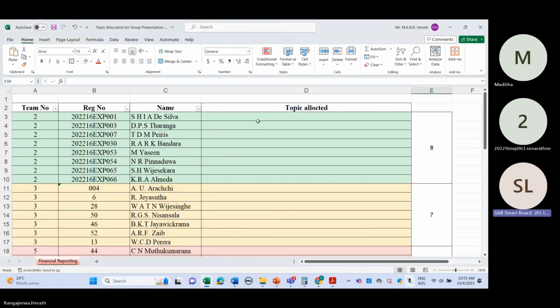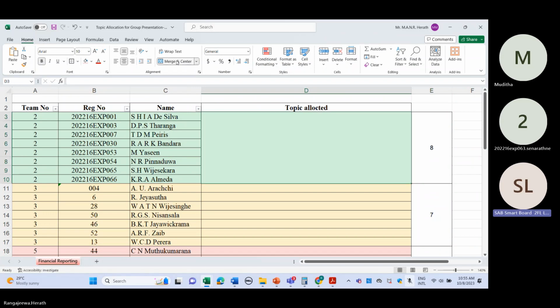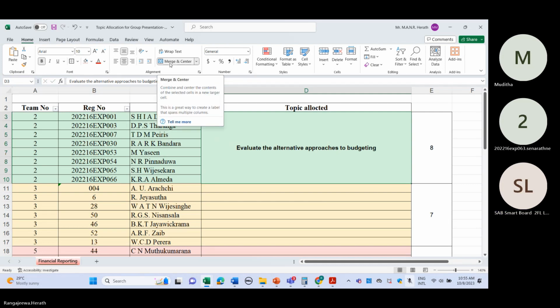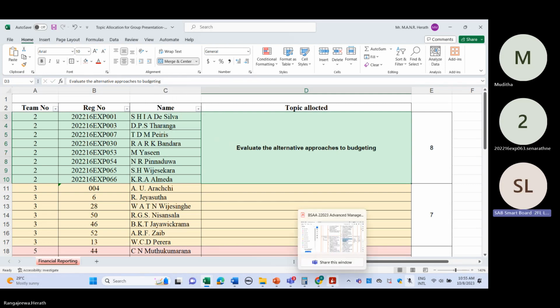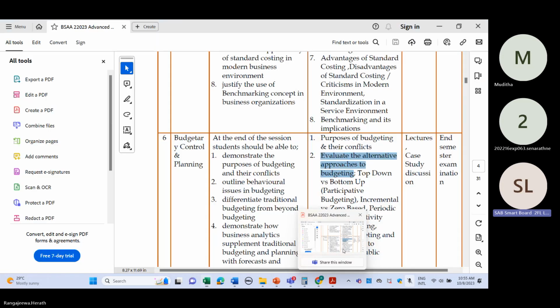So this first group, you are allocated this topic: evaluating alternative approaches for budgeting. The methods from the syllabus are the top-down approach, bottom-up approach, incremental budgeting, zero-based budgeting, periodic budgeting, rolling budgeting, and activity-based budgeting, right?